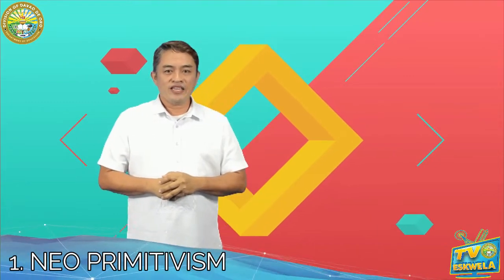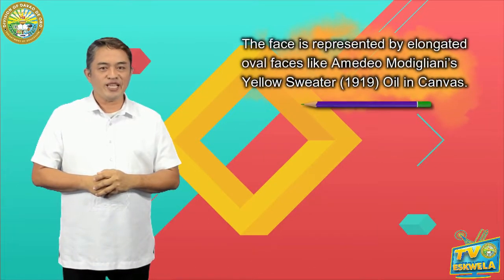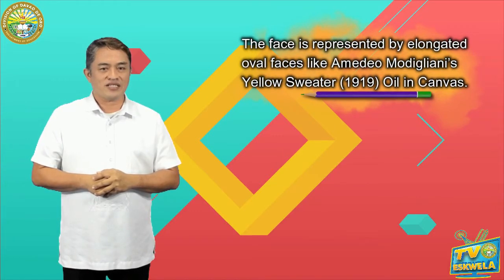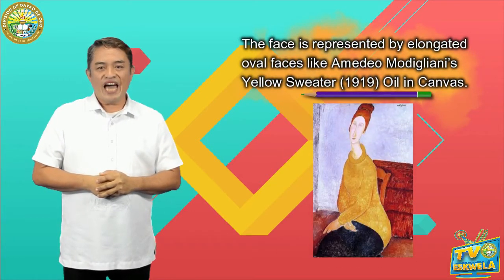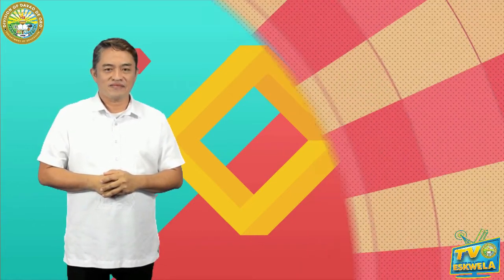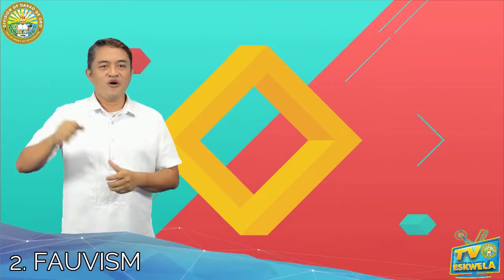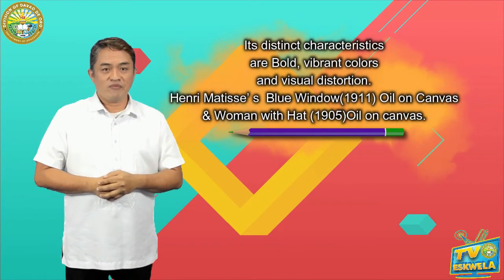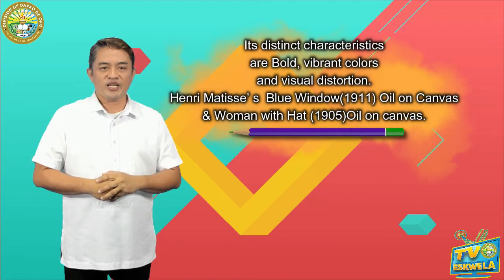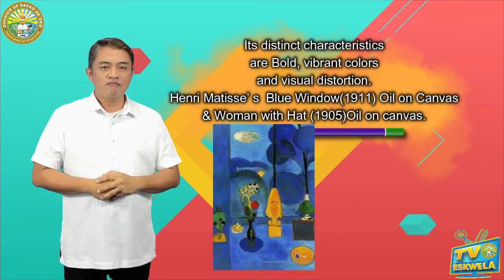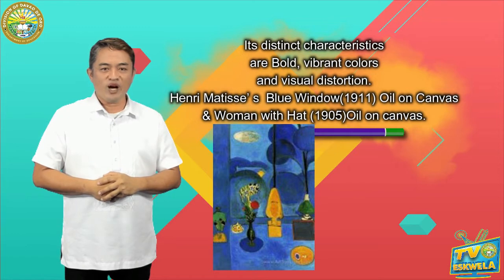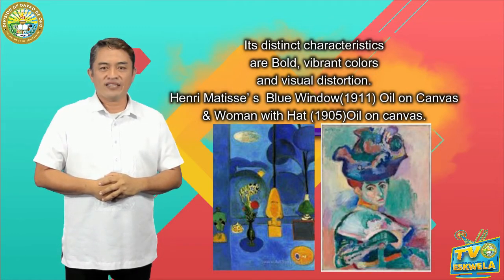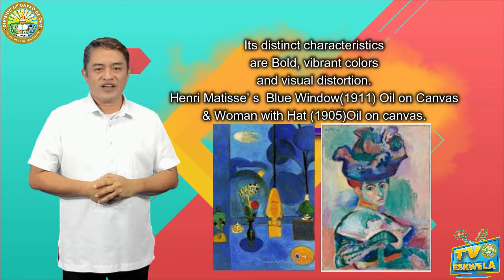Number 1, Neo-Primitivism. In this painting, the face is represented by elongated oval faces, like Amedeo Modigliani's Yellow Sweater in 1919, oil on canvas. Number 2, Fauvism. Its distinct characteristics are bold, vibrant colors, and visual distortion, like Henri Matisse's Blue Window in 1911, oil on canvas, and Woman with Hat, 1905, oil on canvas.